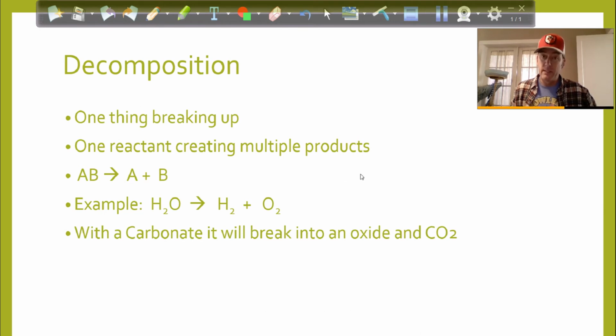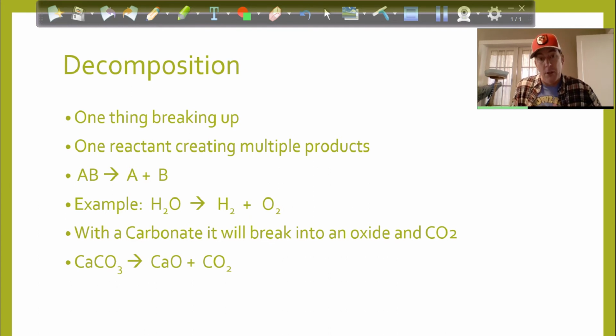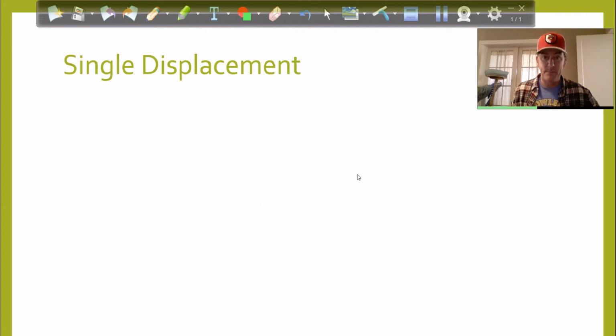Now, something specific you should be writing down is with a carbonate. When carbonates go through decomposition, they'll break into an oxide and carbon dioxide. So what that means, here's an example. Calcium carbonate breaks into calcium oxide. That's the oxide part. A metallic oxide is another way of saying that. And carbon dioxide. So if I had potassium carbonate, it would break up into potassium oxide and carbon dioxide. So it's always going to be doing that with the carbonates.